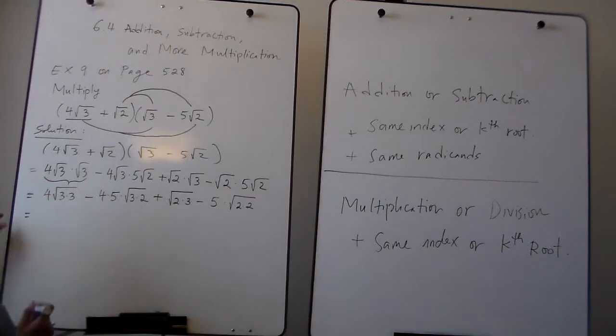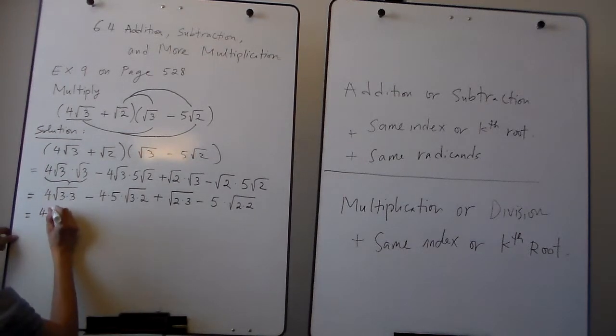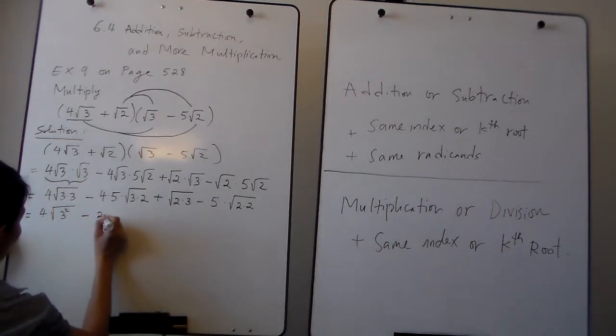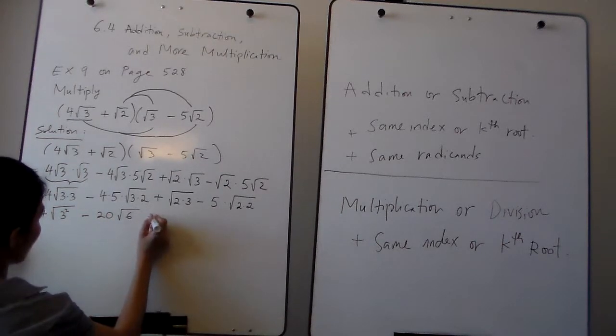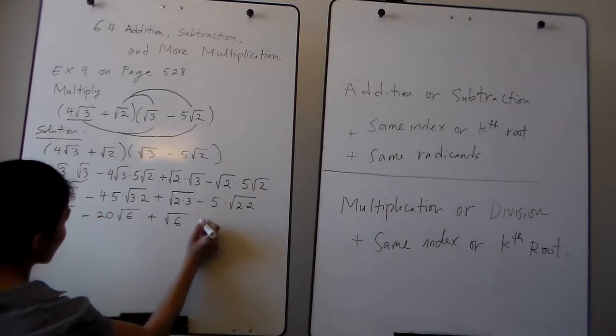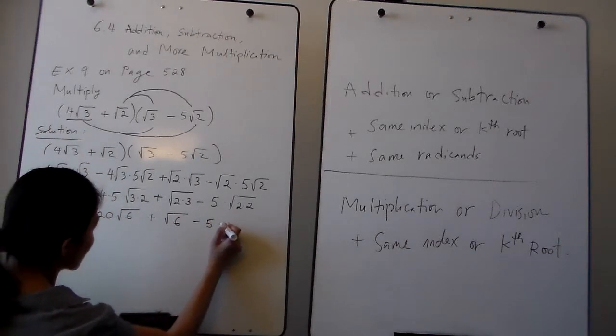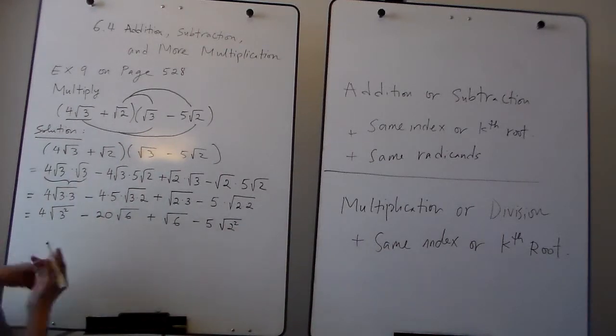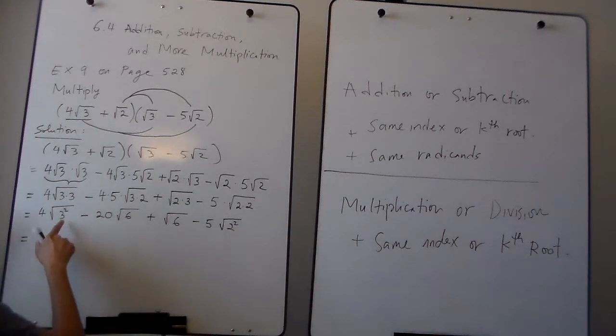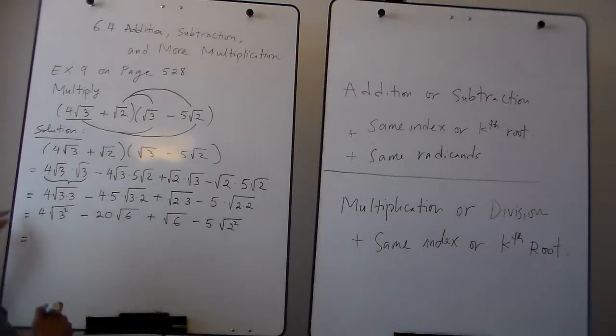And then simplify. 3 times 3 is 3 squared. Minus 4 times 5 is 20. 3 times 2 is 6. Plus 2 times 3 is 6. Minus 5 times 2 times 2 is 2 squared. Okay? Now, I purposely want to put 3 times 3 is 3 squared instead of putting 9. The reason is that I see this is the square root. And remember, square root, that means the index is 2, right?